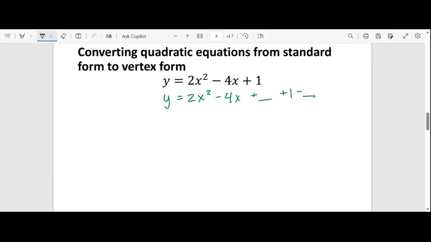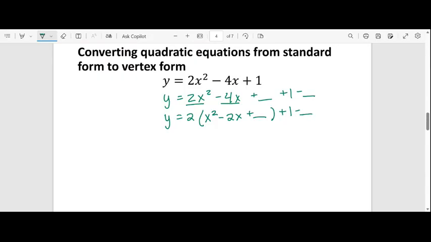Okay, we add a blank in front of it, subtract a blank behind it. Because we have a coefficient of 2, we have to remove the coefficient of 2 first before we complete the square. So the 2 will come out front. We're dividing this term and this term by 2. So we'll be left with x squared, and negative 4x divided by 2 will give me negative 2x. Bring down your blank because we're going to complete the square. Leave your 1 and your subtraction out of the parentheses.